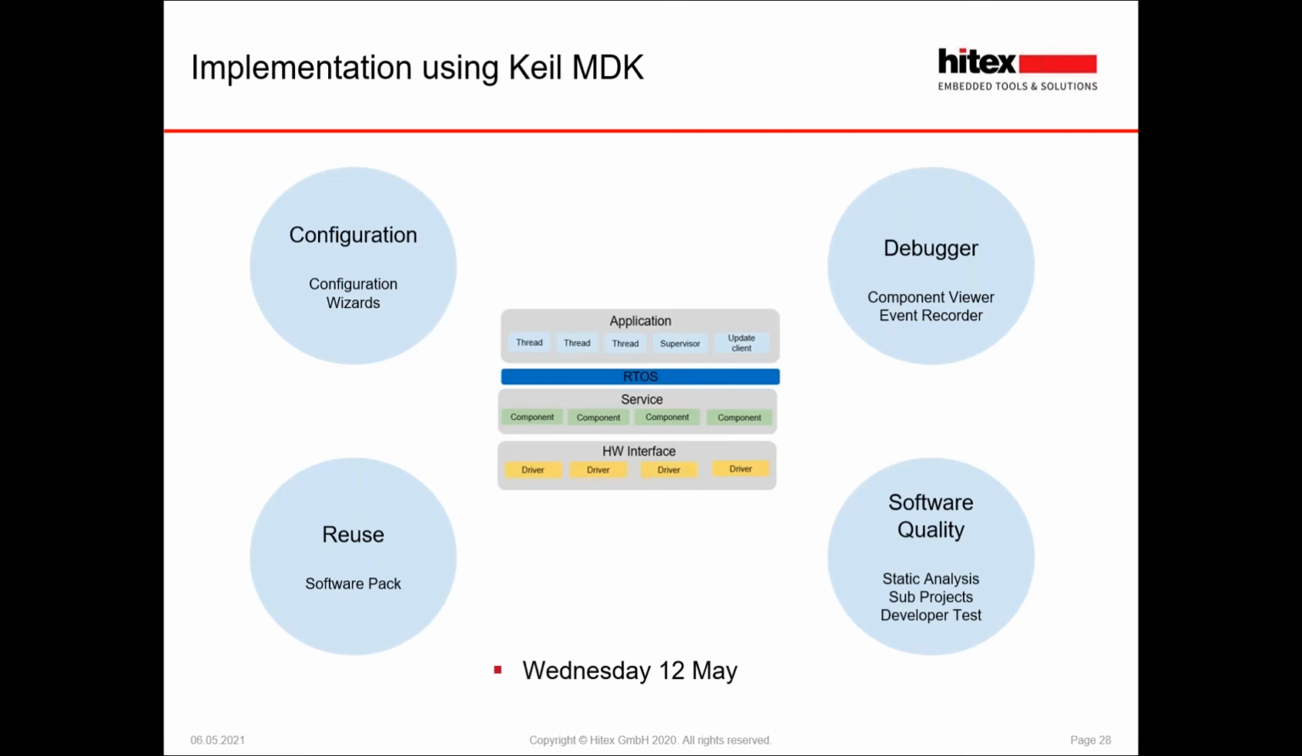So next week, we're going to look at how we can implement this software architecture using some of the features that are within the Keil MDK. So as I mentioned, within the code, we can add configuration wizards that make the software much more intuitive to use. Within the debugger, we can add component viewers, event recorders that will act sort of like plugins to the debugger to give us a much deeper view of our component and also how it's performing in real time in our code as well.